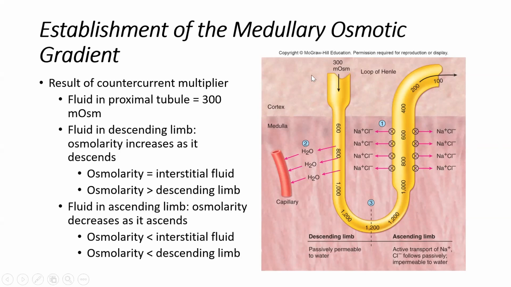So we go from an osmolarity of 300 all the way up to an osmolarity of 1200, which is really concentrated, really salty. And then we gradually drop the osmolarity all the way back to 100. And now we have a gradient. Now it's less than the osmolarity of our plasma at about 100 milliosmoles.